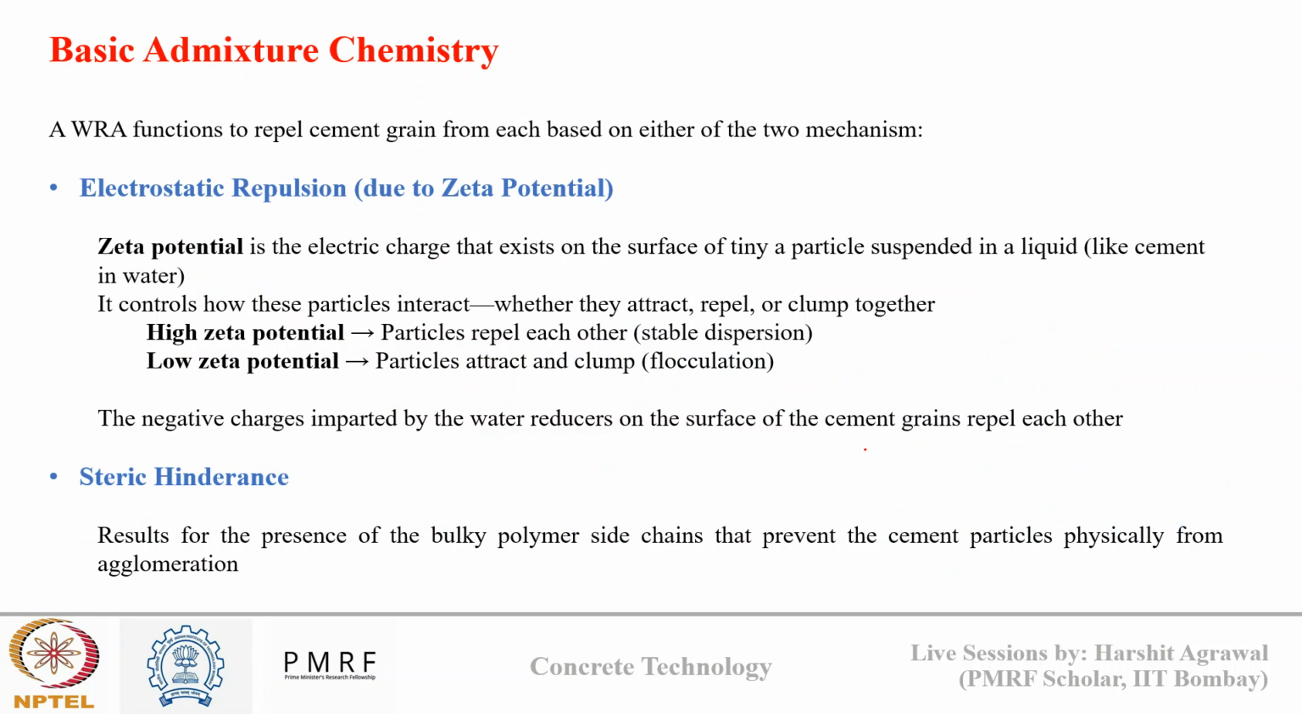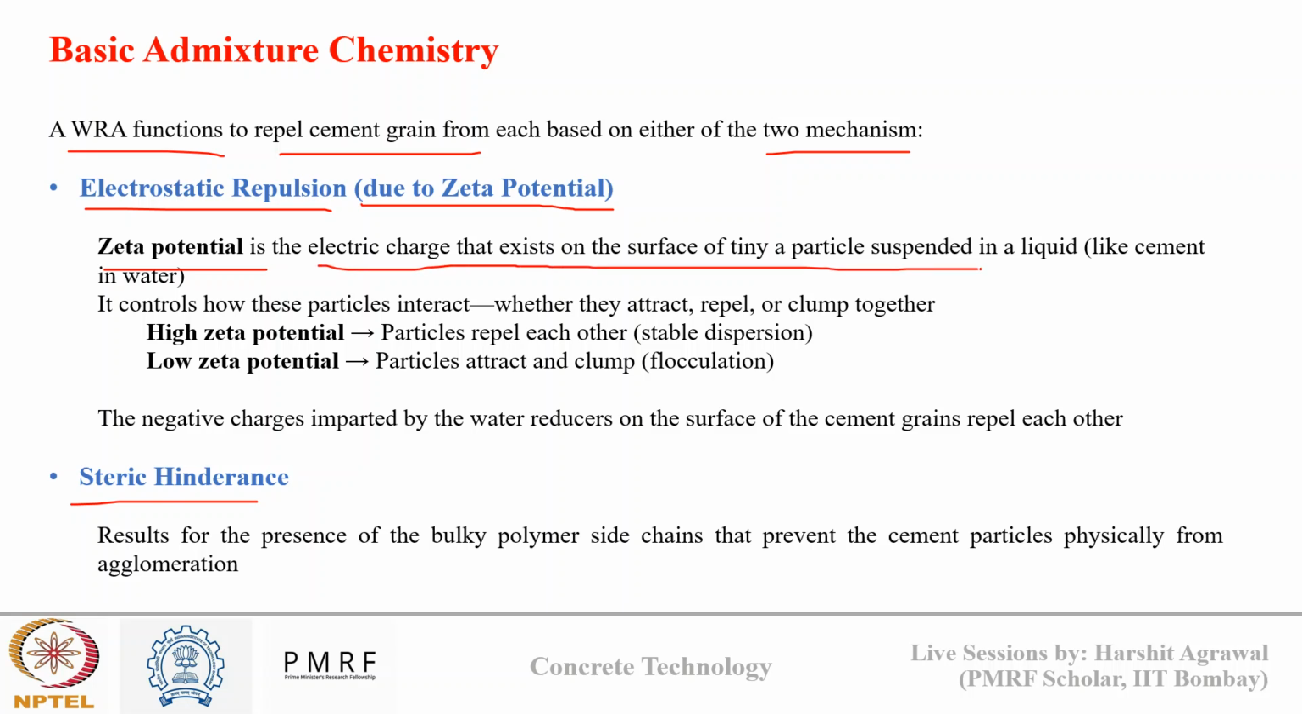So this slide shows how a water reducing admixture repels cement grains. And this repulsion is based on two mechanisms: there is electrostatic repulsion and there is steric hindrance. Electrostatic repulsion is due to zeta potential. Zeta potential is nothing but the charge that exists on the surface of a tiny particle in a liquid like cement and water. It controls how my particles interact, whether they will repel, attract, or clump together. If I have a high zeta potential, particles will repel each other. If I have a low zeta potential, particles will attract each other.